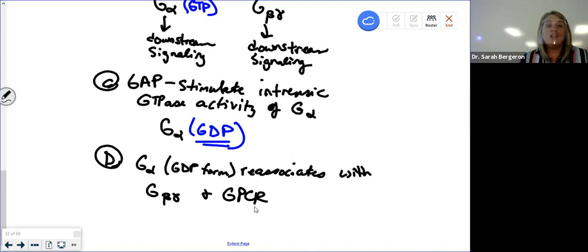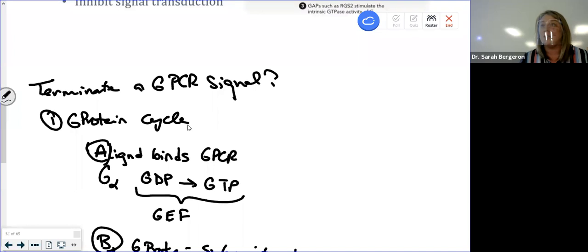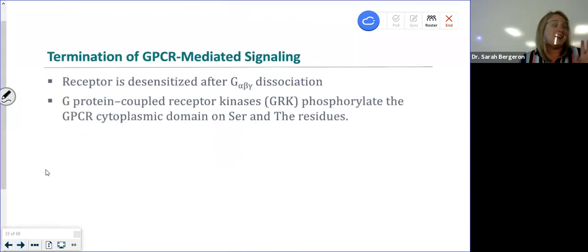Okay. So this is not the only way that you can terminate a GPCR signal. This is one of the two ways. The other way is through desensitization after the subunits have dissociated, and you can actually shut down the receptor. So you either sequester the receptor or you degrade it. Either it's in a vesicle and it's hidden, or you actually degrade it.